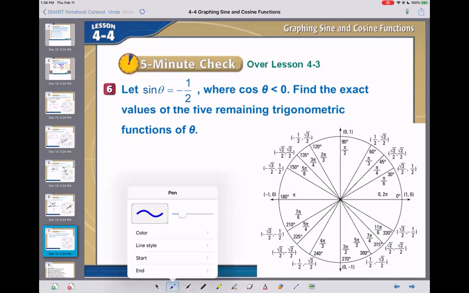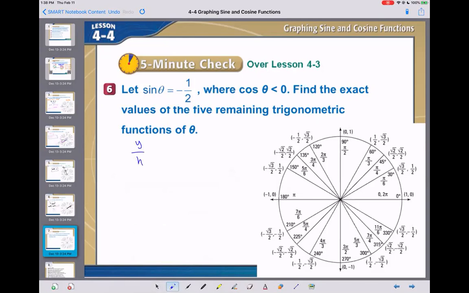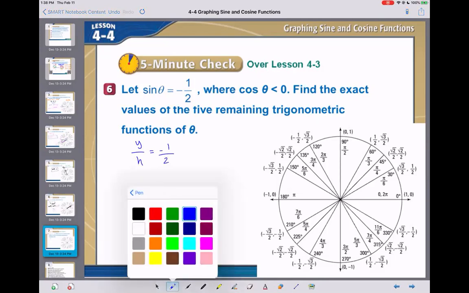I say here, I read. Okay, so sine is y over h. Sine is y over h. That's its ratio. So that means y is -1, h is 2, because remember, h is always positive.